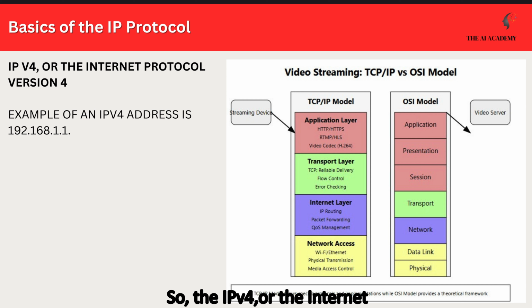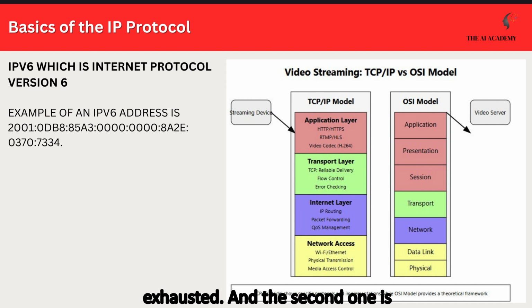IPv4, or Internet Protocol version 4, was introduced in the early days of the Internet and is the most widely used version of IP. It uses a 32-bit addressing scheme, allowing for about 4.3 billion unique addresses. An example of an IPv4 address is 192.168.1.1. The limitation with IPv4 was the explosive growth of connected devices, due to which IPv4 addresses are nearly exhausted.